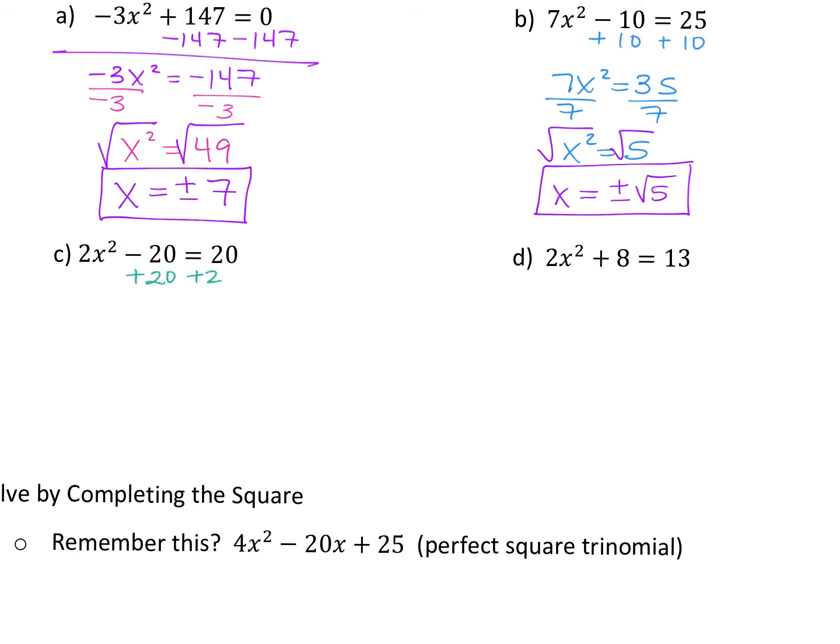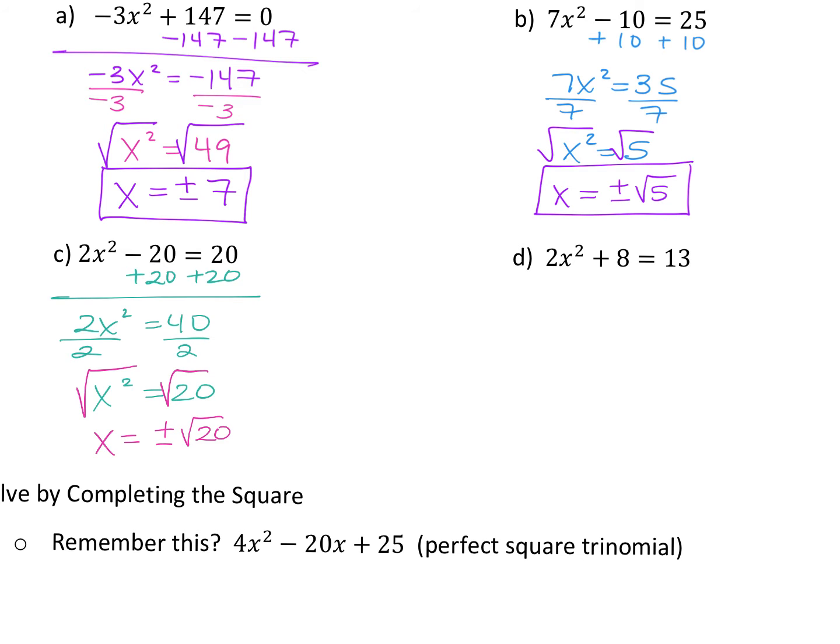We're going to add 20. So I get 2x squared equals 40. Divide by 2. So x squared equals 20. Okay, now we're going to square root both sides. So x equals plus or minus the square root of 20. Is that my final answer? You can take the square root out. You can simplify that, right? The square root of 20 is the square root of 4 times the square root of 5. So x equals plus or minus, that would be 2 rad 5.